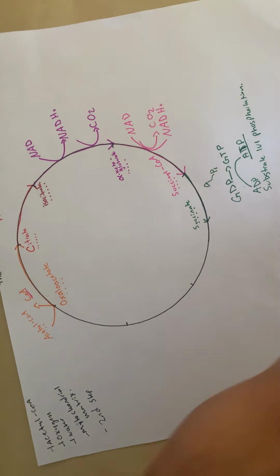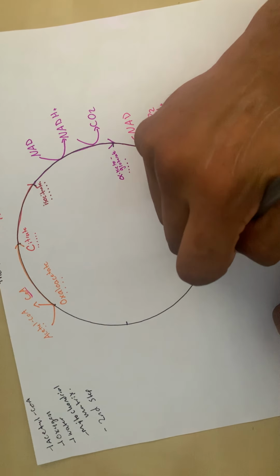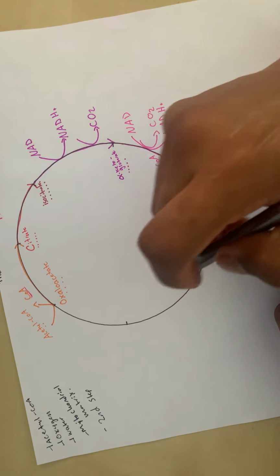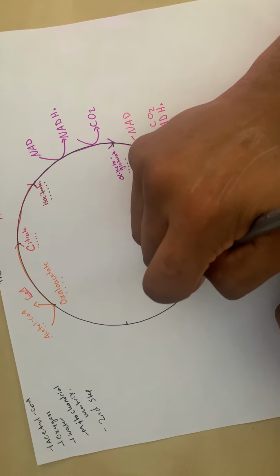The next step is another oxidation reaction where succinate is oxidized to turn into fumarate.